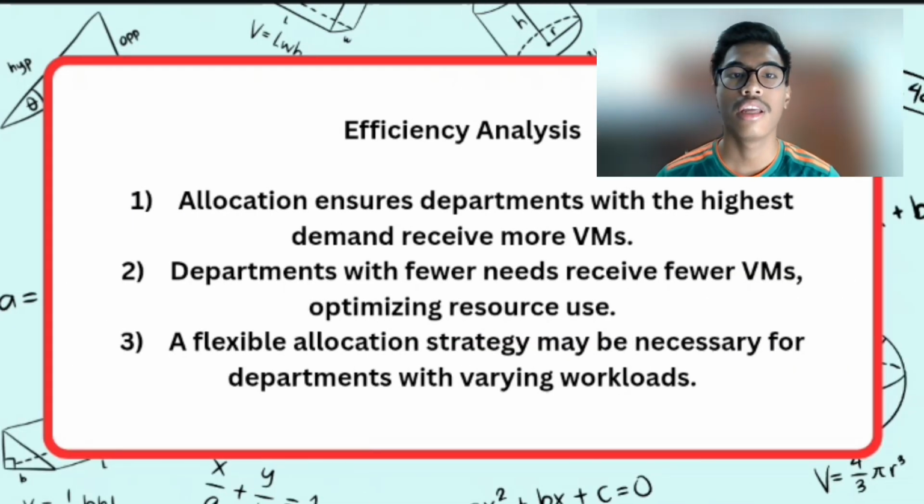Efficiency analysis. This allocation ensures departments with the highest demand receive more virtual machines. After that, departments with fewer needs receive fewer virtual machines. This optimizes resource use. A flexible virtual machine allocation strategy may be necessary for departments with varying workload.